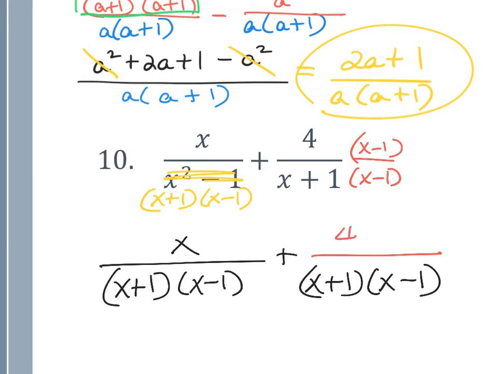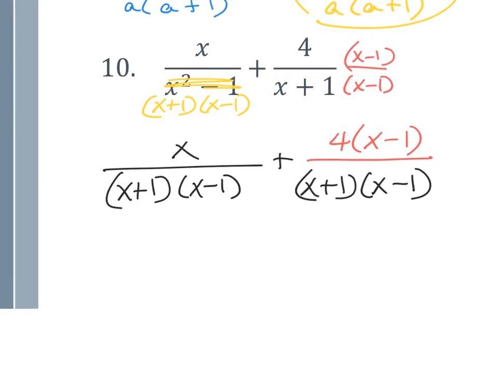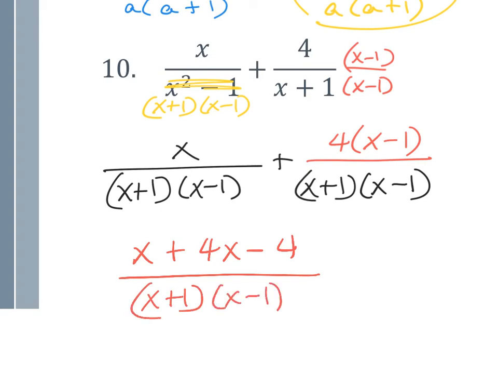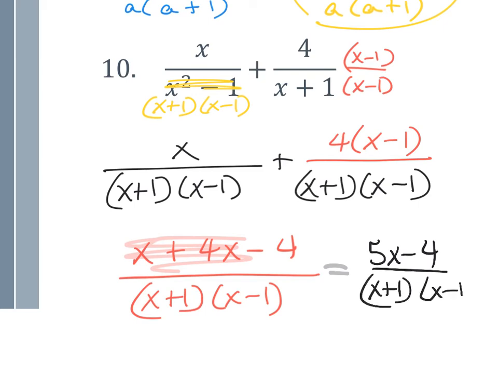So the new numerator here is 4 times x minus 1. Again, you must distribute and combine like terms before you can simplify anything. So x plus 4x minus 4 over x plus 1, x minus 1. You're going to combine these two like terms, and this will give you 5x minus 4 over x plus 1, x minus 1.